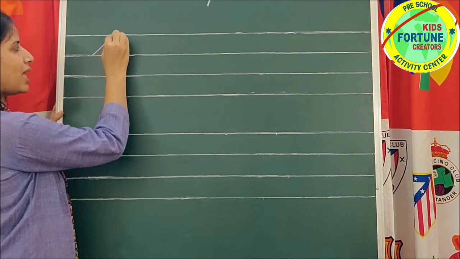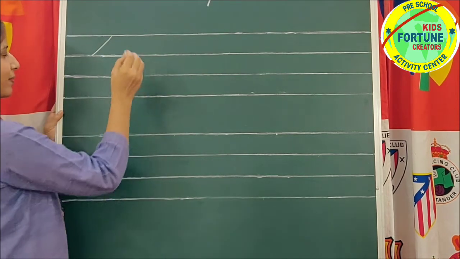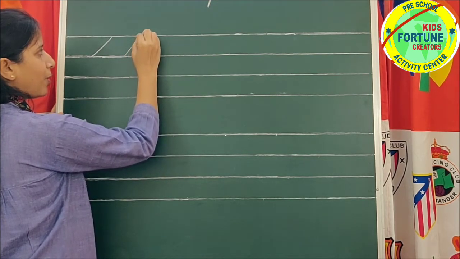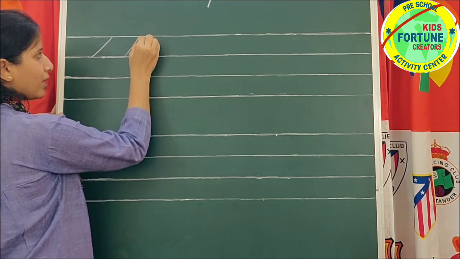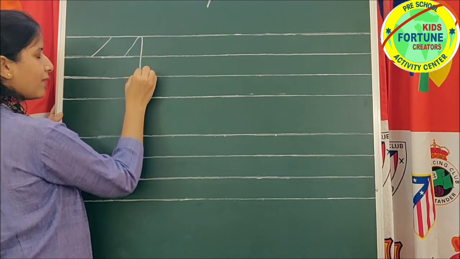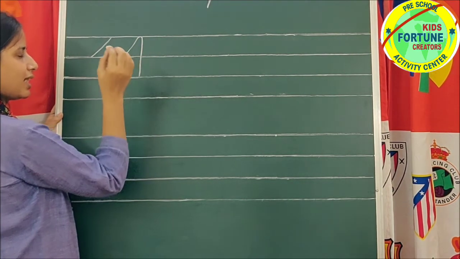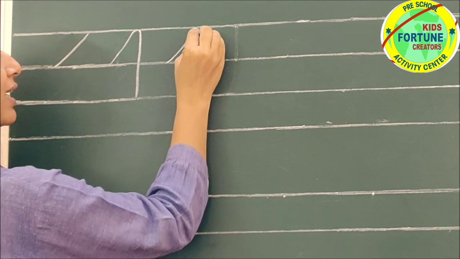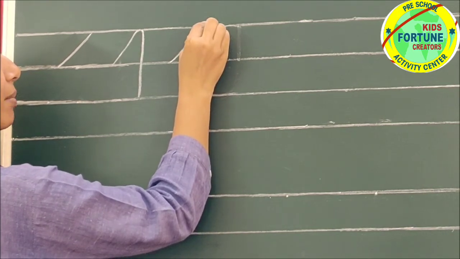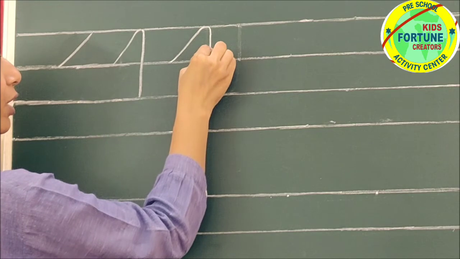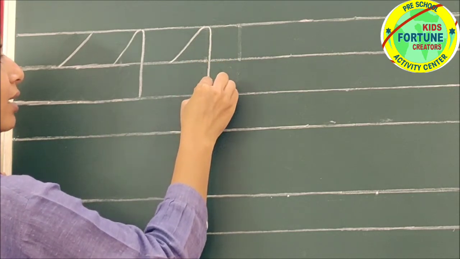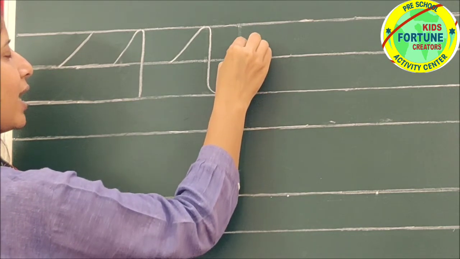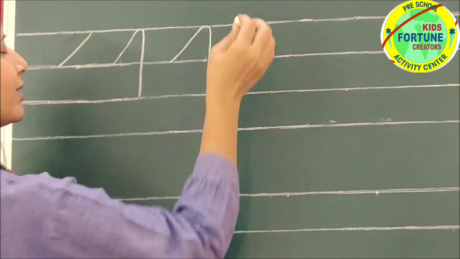Go up with slant line till top line. Make a small curve and come down with a standing line till third line. Pencil point on second line. Go up with slant line till top line. Make a small curve and come down with a standing line. Make a curve and go up with a standing line till third line.